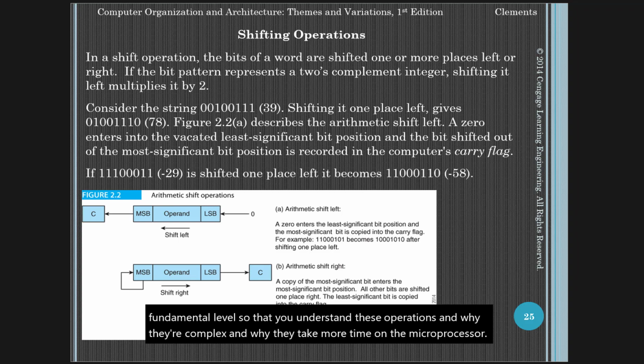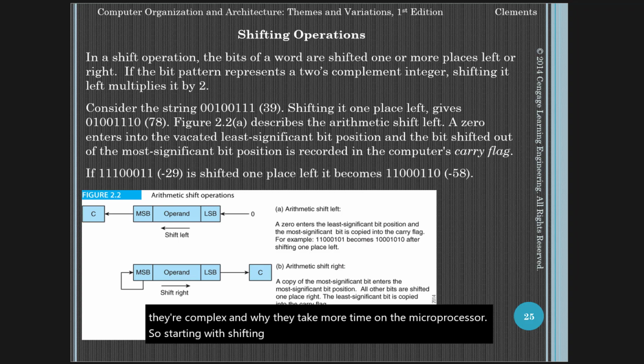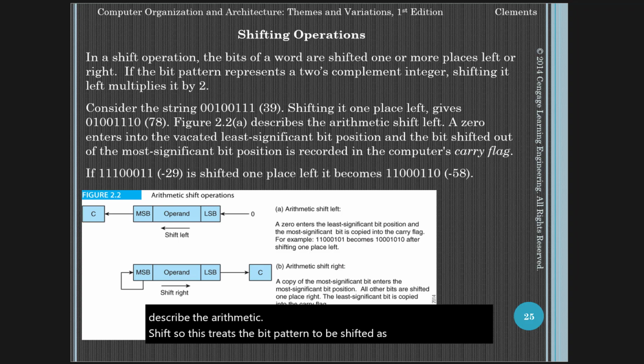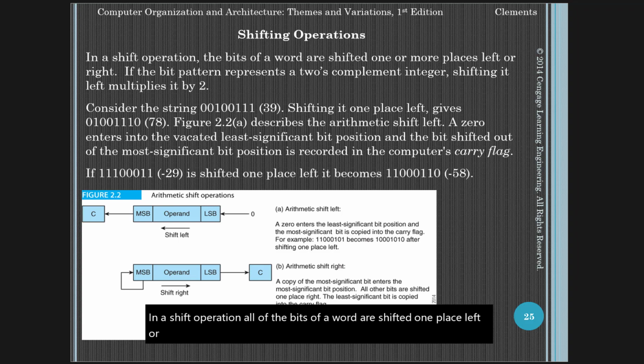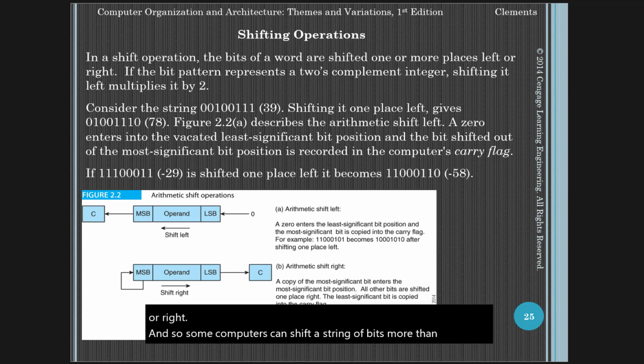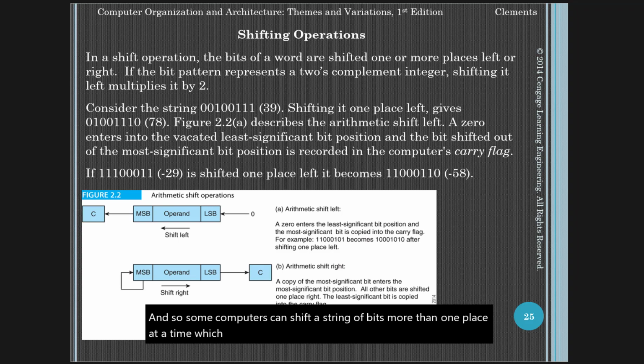So, starting with shifting operations. Before we talk about how multiplication is performed in binary arithmetic, we're going to describe the arithmetic shift. This treats the bit pattern to be shifted as a 2's complement value. In a shift operation, all of the bits of a word are shifted one place left or right. Some computers can shift a string of bits more than one place at a time, which creates the opportunity for more complex operations to be performed.